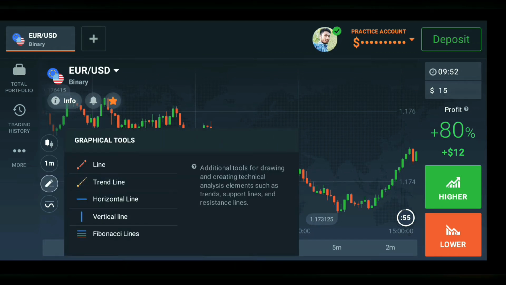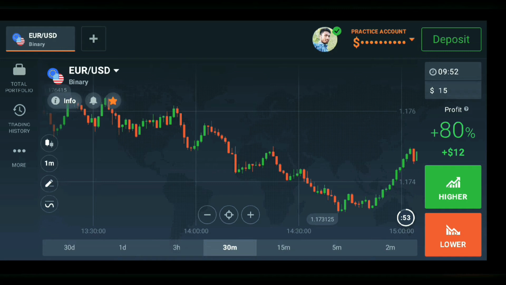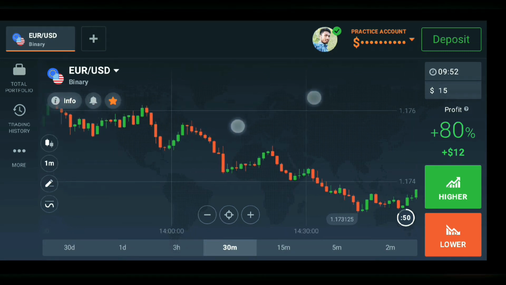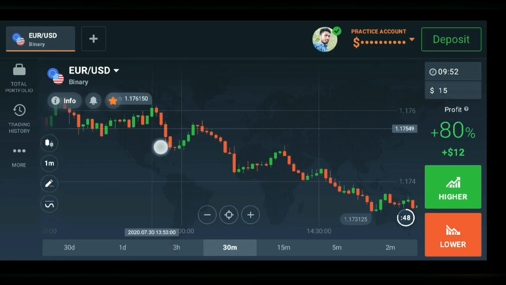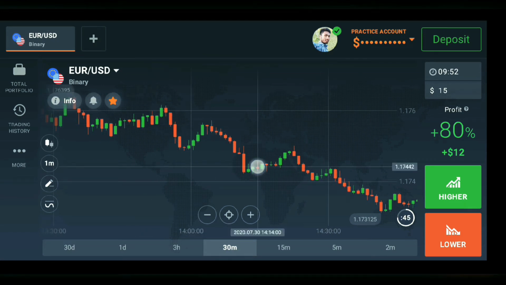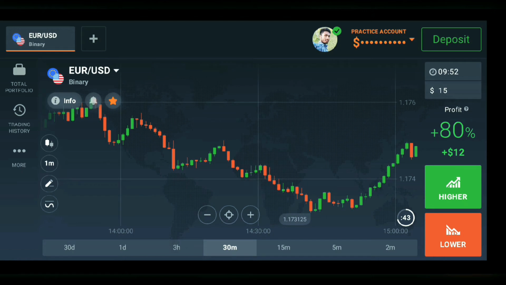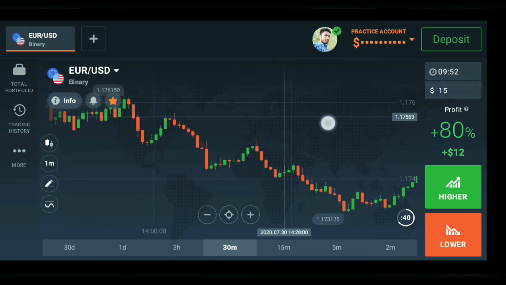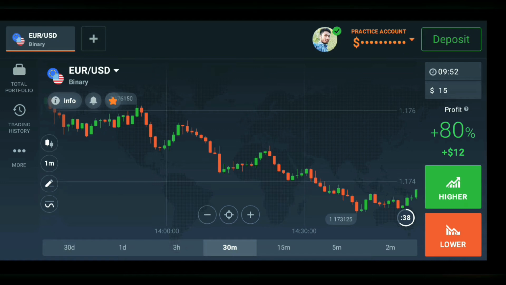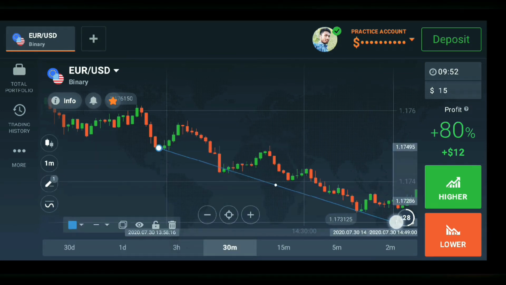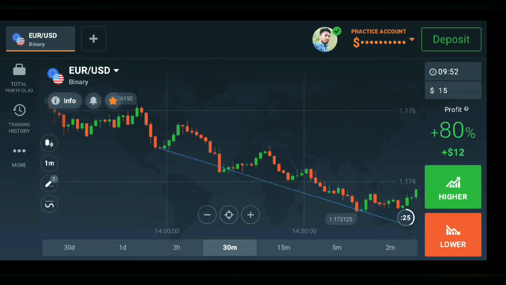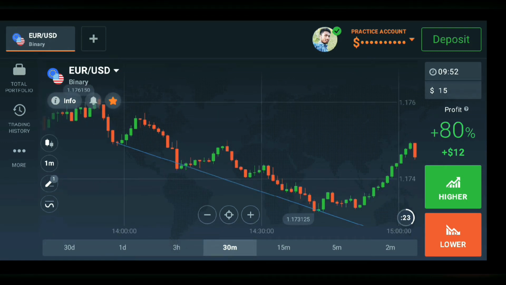So here, as I told you, market is making lower high to lower low, right? Market is moving like this, here to here, here to here, and here to here, right? Here you can see the market movement is like this, right? Market is reversing after touching this level, right?